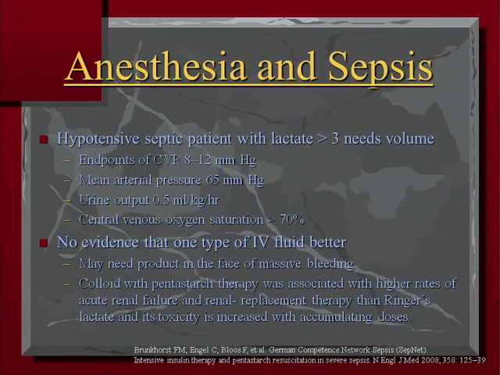A hypotensive septic patient with lactate greater than 3 needs volume. These are our endpoints: CVP 8 to 12, mean arterial pressure of 65 or greater, urine output of 0.5 cc's per kilogram per hour, and a central venous oxygen saturation of 70%. There's no evidence that one type of fluid is better than the other, but as Dr. Kaplan said, the pentastarches, HESPAN, will have a higher incidence of acute renal failure and renal replacement therapy. That is actually dose dependent as well, so we avoid them.